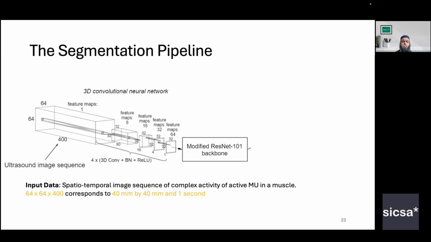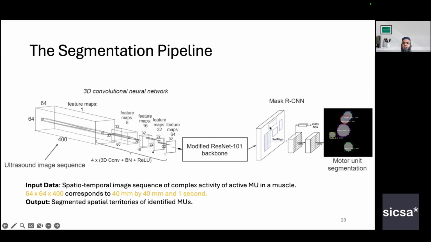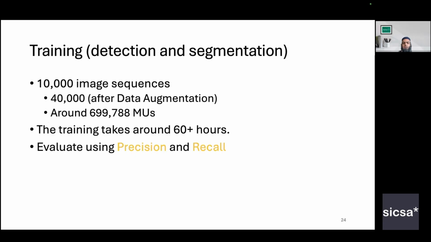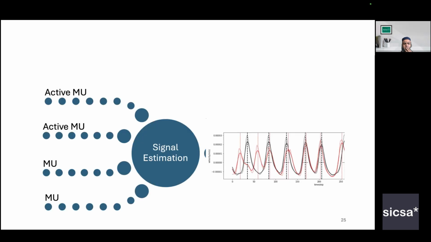So here is the pipeline. I won't go into much detail because these figures can be quite boring for some of us. So this is just a 3D neural network. It extracts features, and then we use them along with Mask RCNN to perform the segmentation. Here, in terms of the data, we have around 10,000 image sequences, and we use 40,000 out of these. And this training process overall was done on a single GPU, so it took around 60 plus hours.